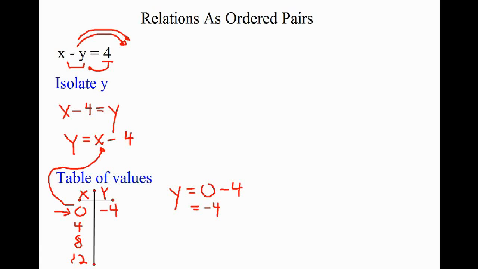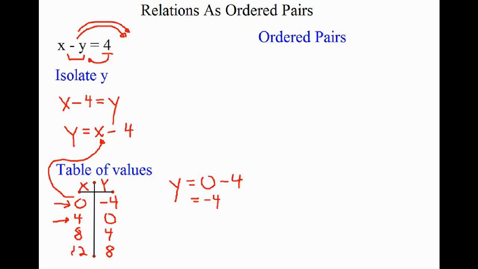And if I keep going, if I substitute that 4 into that equation, then I would get y equals 4 minus 4. And 4 minus 4 is 0. I keep going, I substitute the 8 into the equation. 8 minus 4 is 4. And finally, I substitute the last value of x, which is 12. 12 minus 4 is 8.